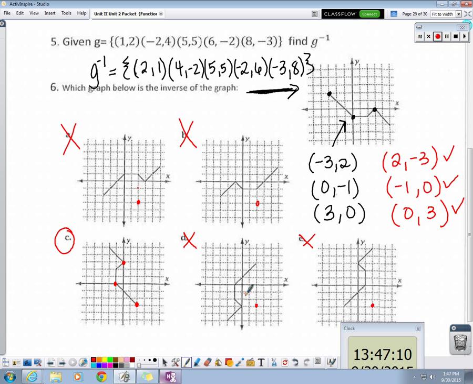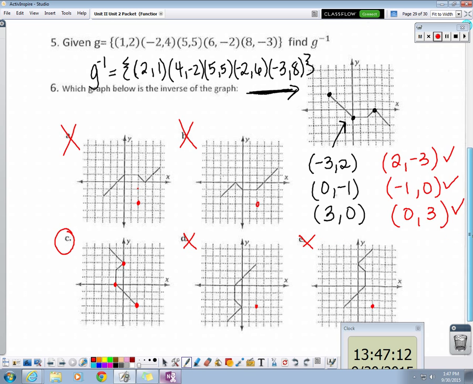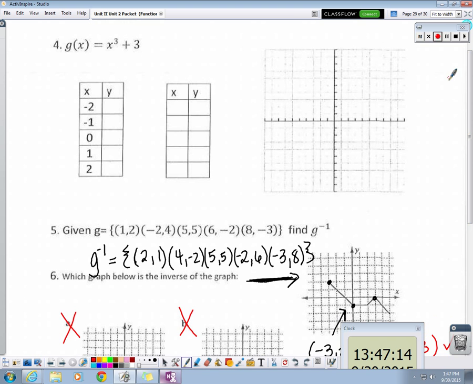Okay? Alright, now I'm going to give you a couple of minutes to try 4. Okay, what did y'all get when you plugged negative 2 in that one? Negative 5. Okay, what about negative 1? 0? 1? And 2?